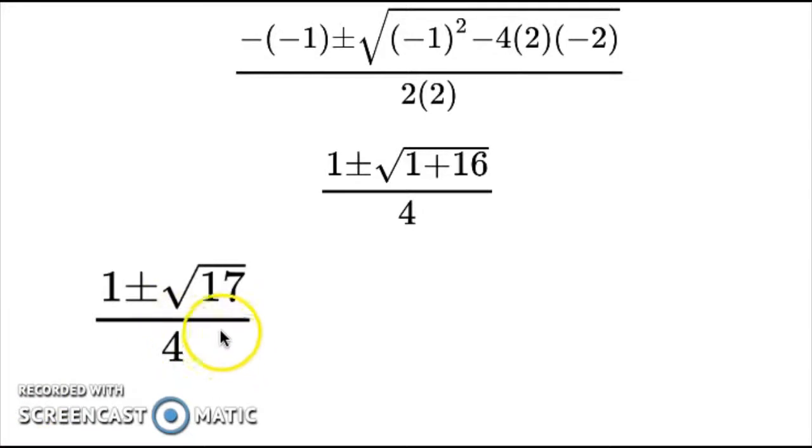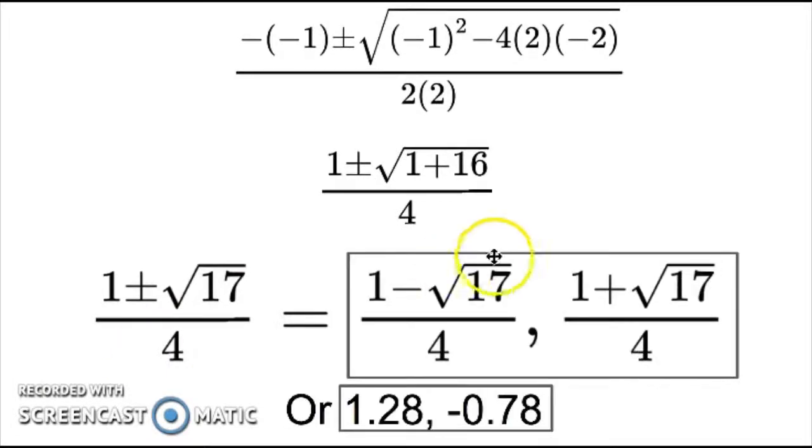And 1 plus or minus the square root of 17 over 4 can be rewritten as 1 minus square root of 17 over 4, and 1 plus square root of 17 over 4, and that's it in radical form. As decimals, you'll get 1.28 and negative 0.78. Okay, so those are your two ways of writing that.